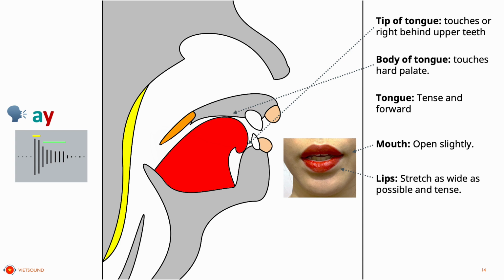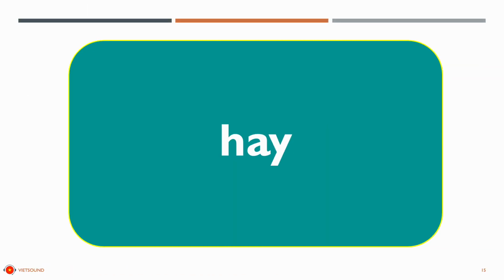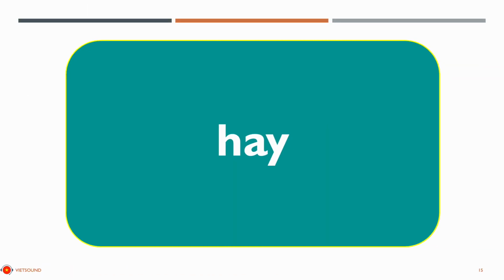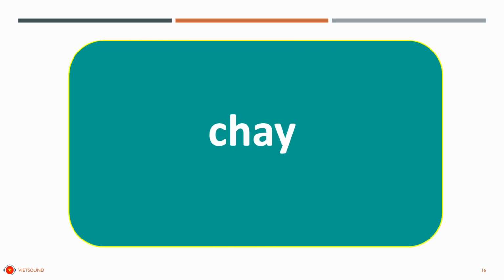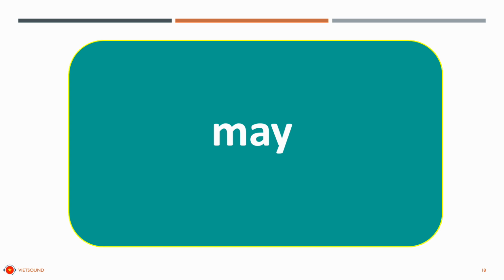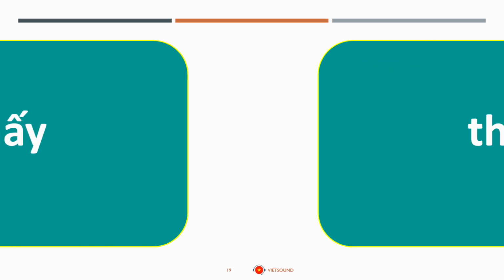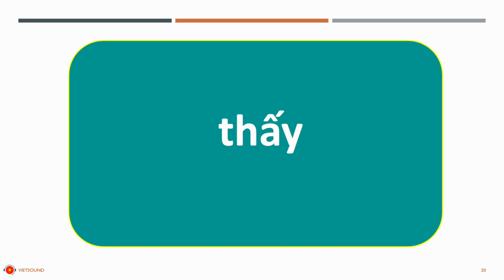Okay, now let's try to say these words again. Ai, hay, chay, cay, may, mấy, thấy, tẩy, mây, đầy.